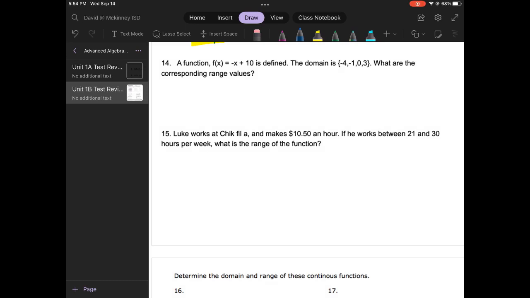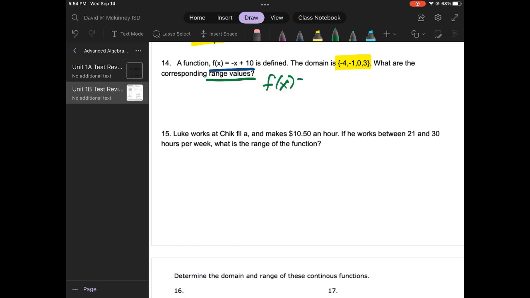Problems 14 and 15 are story problems of a sort. Number 14 gives us that a function f of x is equal to negative x plus 10. And then it tells us that the domain is negative 4, negative 1, 0, and 3. And it wants to know what are the corresponding range values.